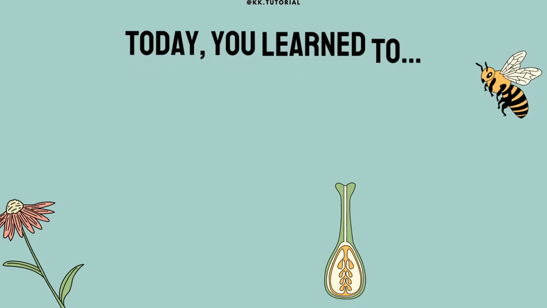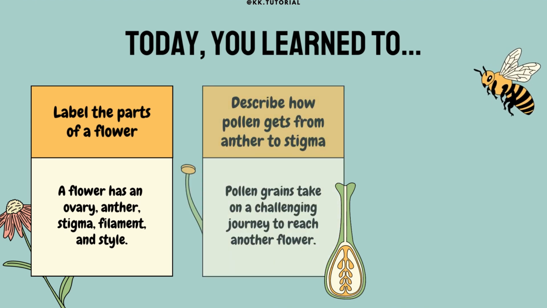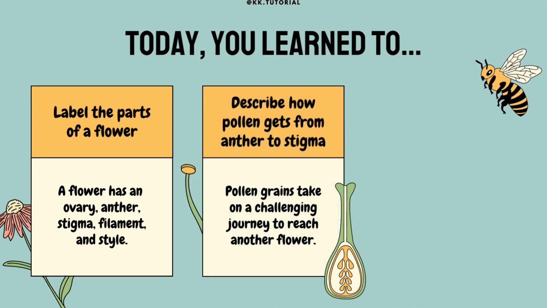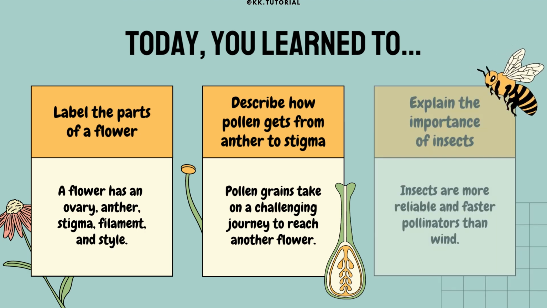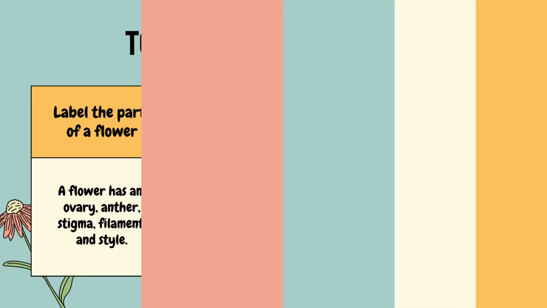So students, today you have learnt that a flower has an ovary, anther, stigma, filament, and style. Pollen grains take on a challenging journey to reach another flower. Insects are more reliable and faster pollinators than wind.